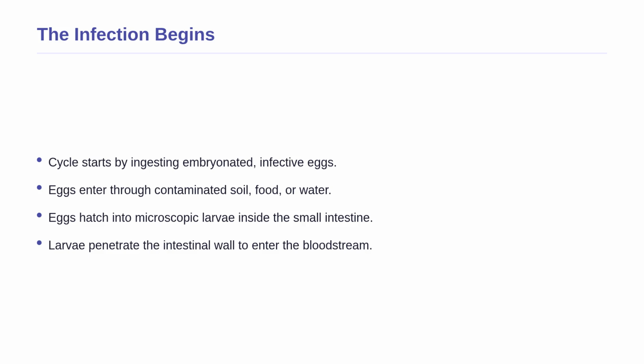Knowing that humans are the sole host, let us look at how the infection actually begins. The life cycle officially kicks off when a human accidentally ingests embryonated infective eggs. These eggs are typically found in contaminated soil, food, or water. Once they reach the warm environment of the small intestine, the eggs hatch into microscopic larvae. But they do not stay in the gut. Instead, these newly hatched larvae actively penetrate the intestinal wall, breaking through the tissue to enter the host's bloodstream, ready to begin their migration.